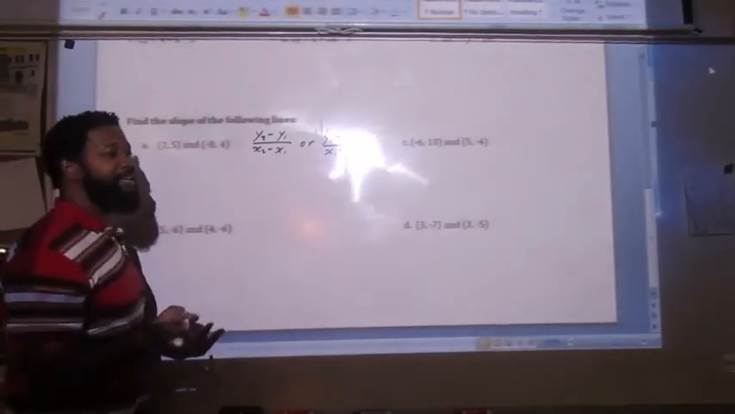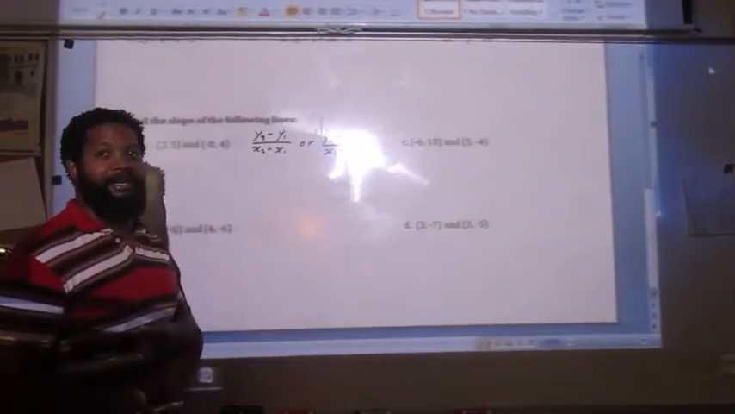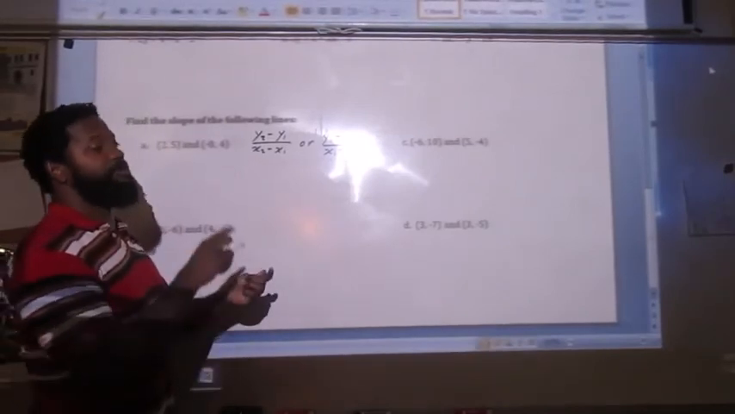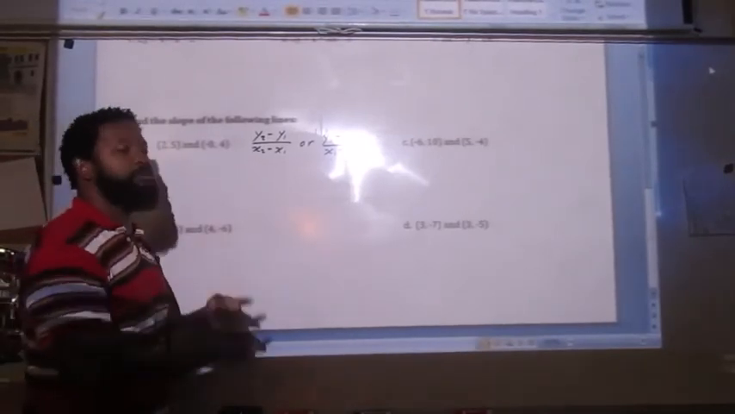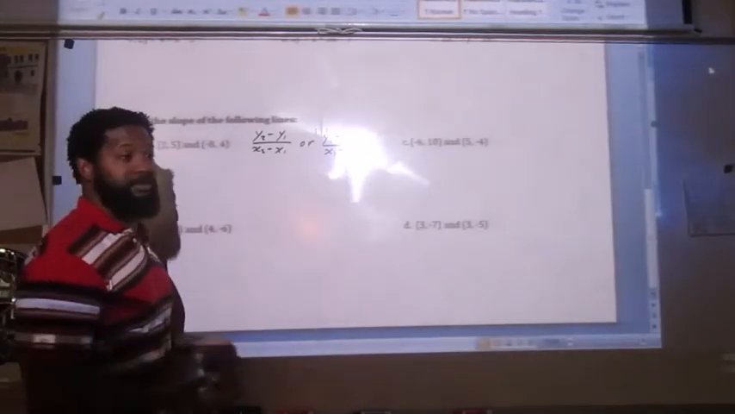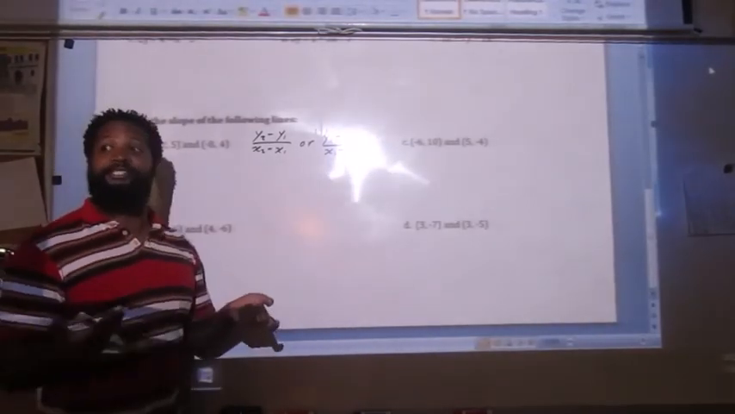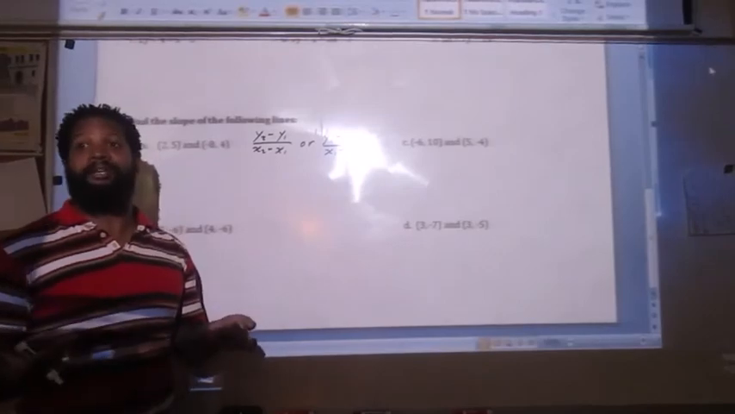Y'all know about labeling. I keep talking about labeling, okay? I talked about labeling when we were doing the points, lines, and planes, when we were doing the geometric proofs, and so on and so forth. Labeling in geometry helps out a lot.